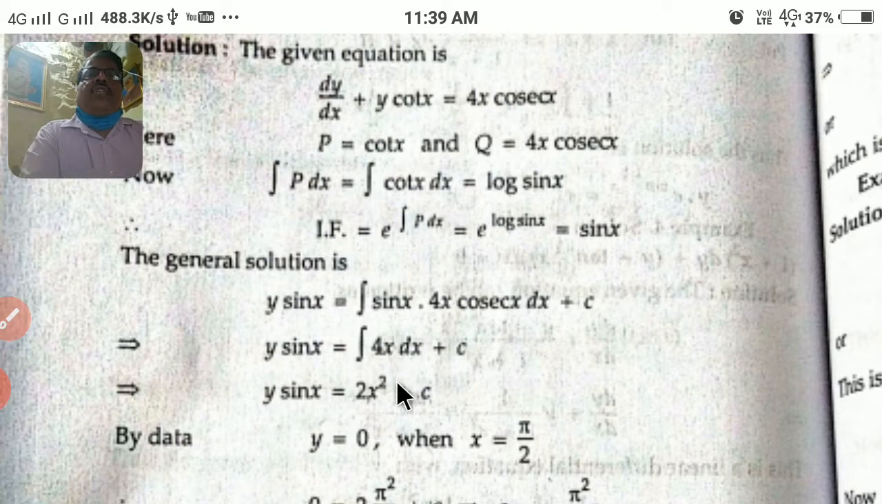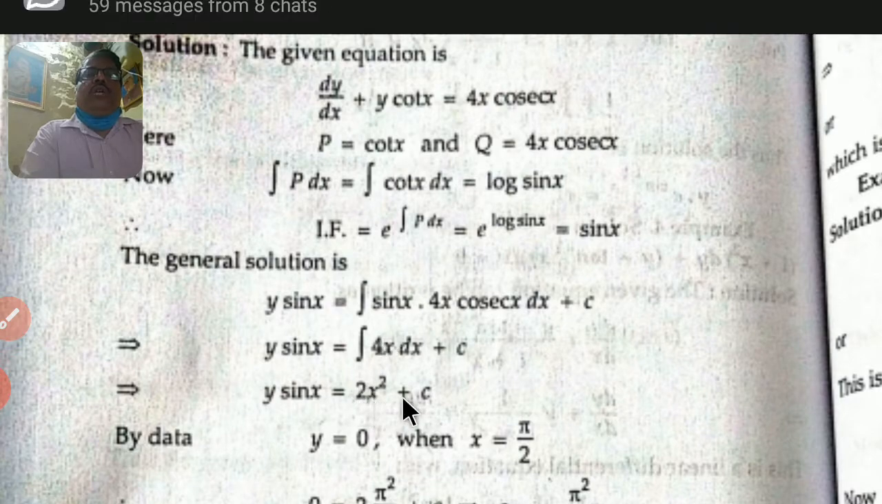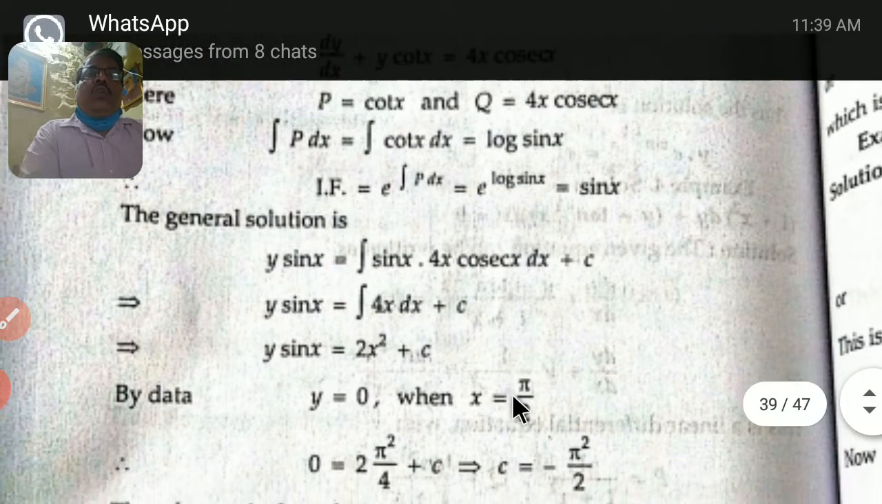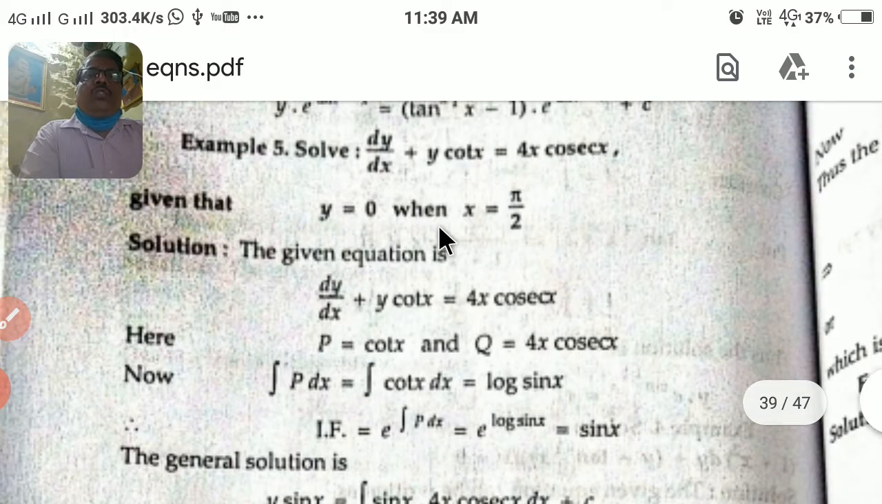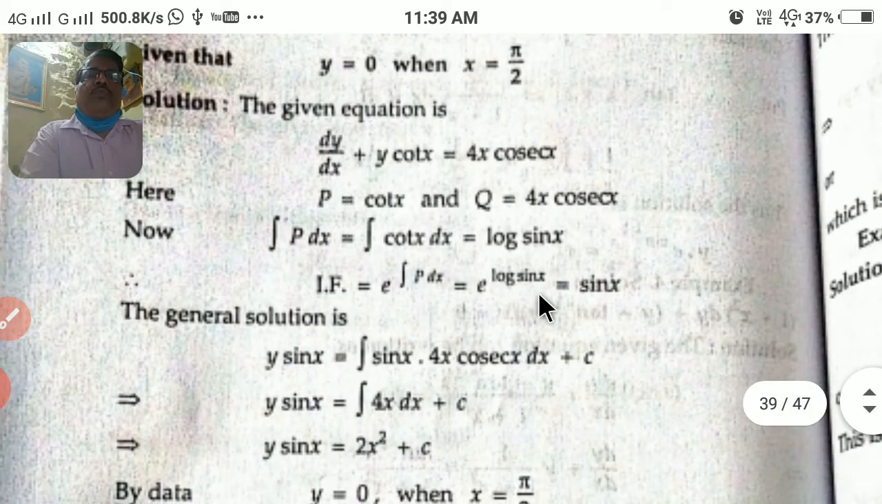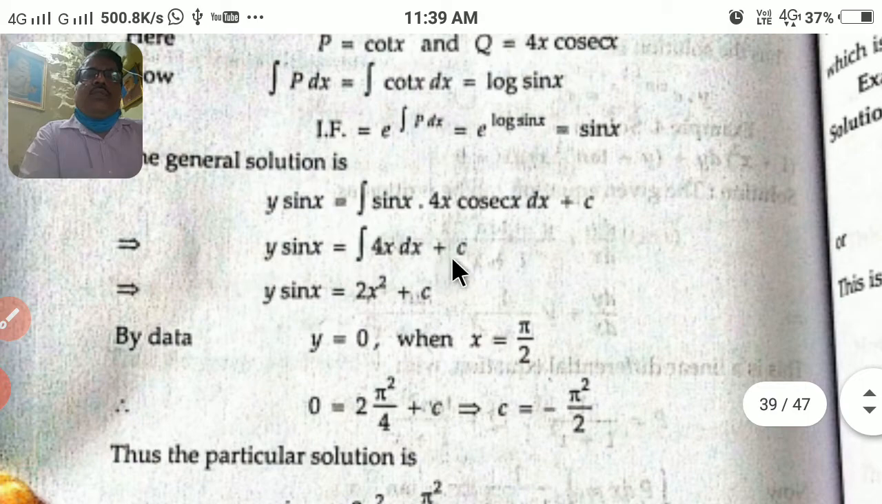Now the integration of x is x square by 2; the 2s cancel, so it gives 2x square plus c. Now we find the value of this constant c using the given condition. The condition is y equal to 0 when x is equal to pi by 2. Now in this equation, put x equal to pi by 2 and y equal to 0.